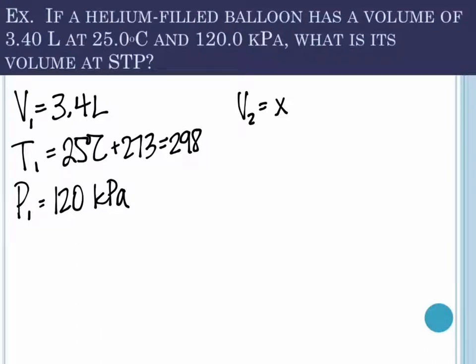Can somebody tell me what STP means? One atmosphere at 0 degrees Celsius. So STP is standard temperature and pressure. So anytime you see STP, that's what it means. 1 atmosphere and 0 degrees Celsius. So my temperature is what? 273. And my pressure is what? If it's not 1 atmosphere, 101.3 kPa, yes.